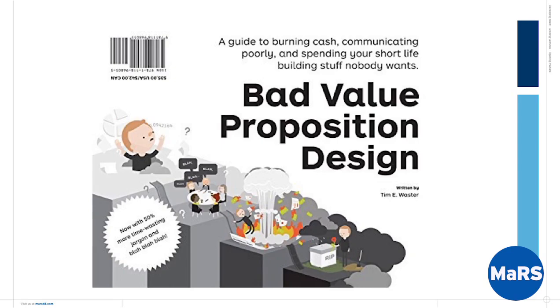They wrote a second book, the Business Model Canvas, folks, about that. It's called Bad Value Proposition Design. It's a guide to burning cash, communicating poorly, and spending your... Oh, sorry, that's the wrong one.